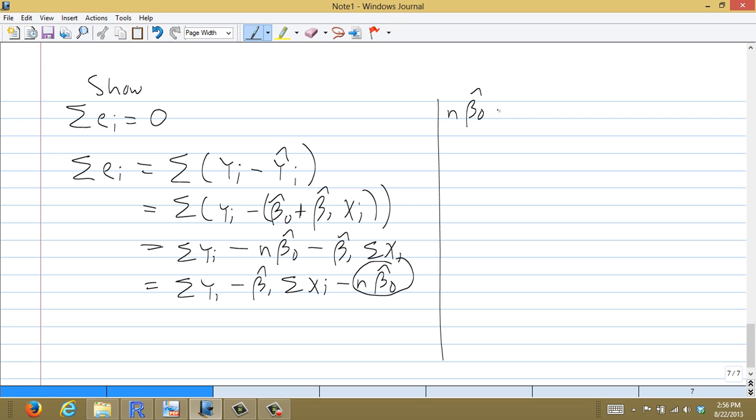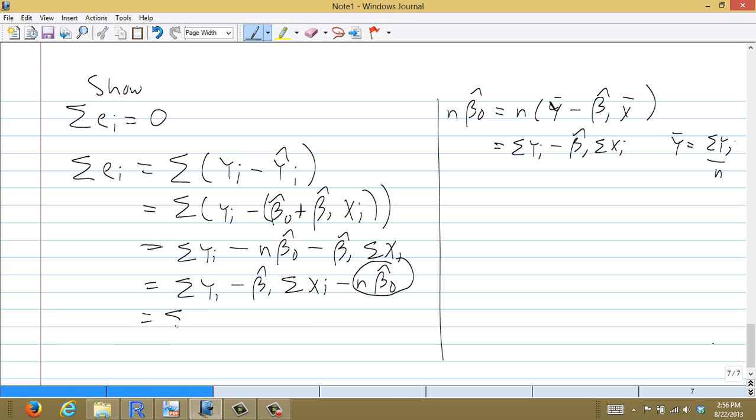So the formula for beta naught hat is y bar minus beta 1 hat x bar. Recalling that y bar is simply the sum of the y's over n, if we multiply y bar by n, I'm simply left with the sum in the numerator. So this is equal to the sum of the y's minus beta 1 hat, and if I multiply n by x bar, I have a similar property. So I get beta 1 hat times the sum of the x's. And so I have re-expressed n beta naught hat as the sum of the y's minus beta 1 hat times the sum of the x's.